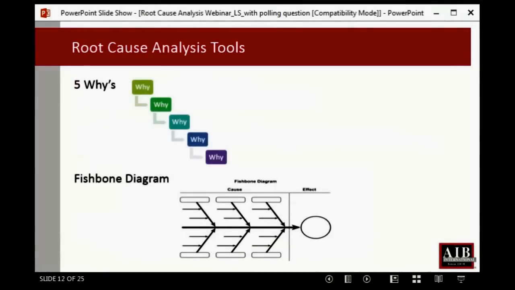So this is the 5 whys, and I'm sure most of you are familiar with it. In other words, you ask why over and over again until you get to the point where you can't ask it anymore. And this is the fishbone diagram, which I'm sure some of you use with regards to doing your root cause investigation, and I will give you some examples of how this can be applied.